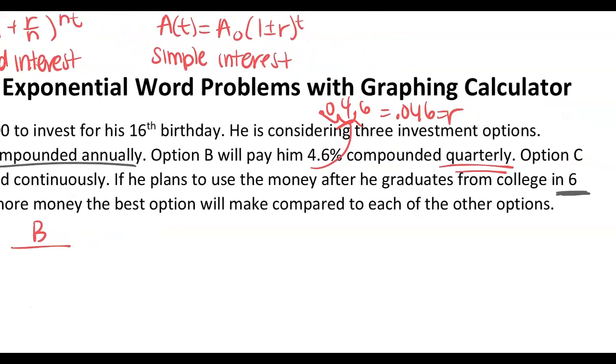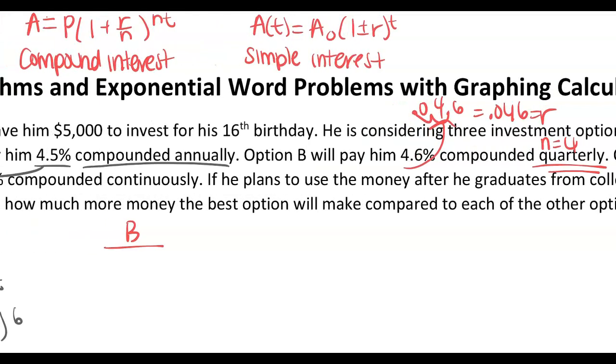And for the compound interest, the compounded quarterly is your N value, not the time. Time is still 6 years, but the compounded part, that's your N value. How often are we going to add money to this account? So I'm going to take the information I labeled over here, and I'm going to substitute it in. So A equals P, 1 plus R over N to the NT power.